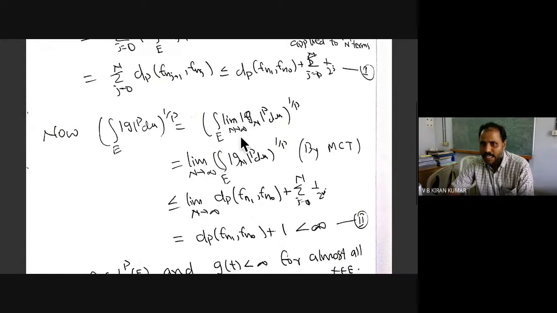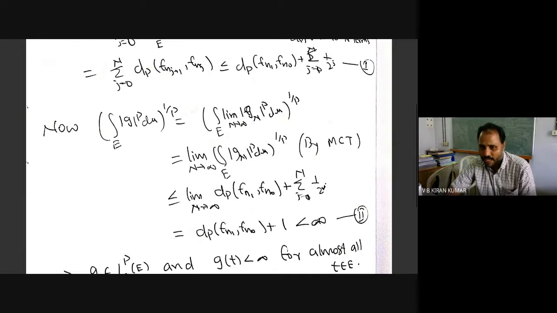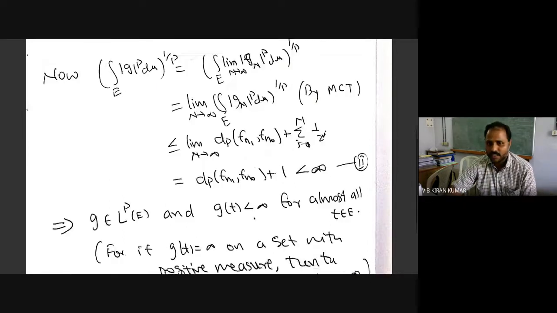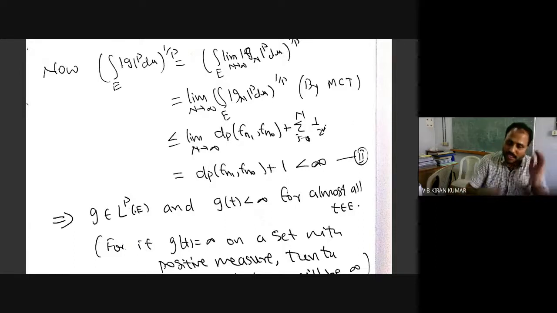For this integral, we have already obtained the inequality, so we can substitute it here. The limit as n tends to infinity of this quantity is independent of n, and this is bounded by 1, because this infinite series converges to 1. So you obtain that the L^p norm of g is finite, therefore g belongs to L^p(E). Now g is in L^p.